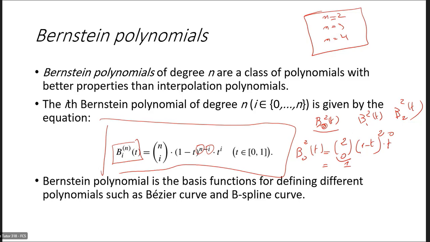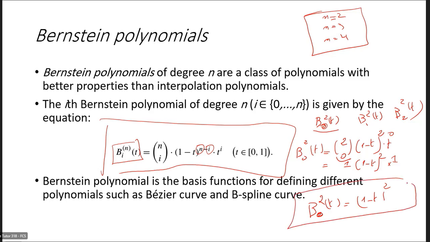And here, (1 minus t) to the power of 2, and t to the power of 0 is 1. So B0,2 of t equals (1 minus t) squared. This is the first Bernstein element. Now I have to do this for B1,2 of t and B2,2 of t.